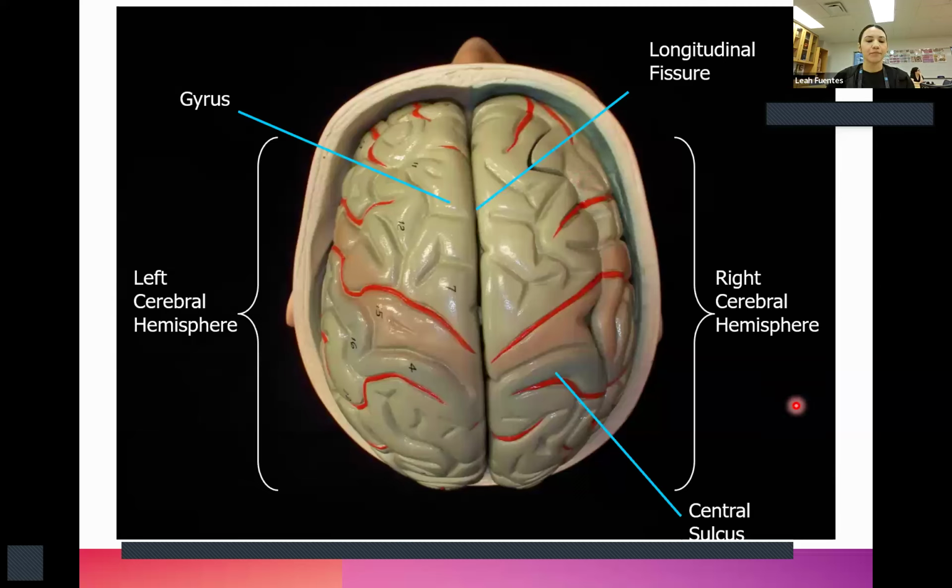So on this model, again, we have our left and our right, cutting it down the middle. That's why we have a corpus callosum on each side. We have our gyrus here. This long opening or slit is our longitudinal fissure. And then we also have our central sulcus labeled. This specific model, I do know that you looked at it in lab. I don't know what type of question they'll ask from this model, but these are identifiers that could come up.